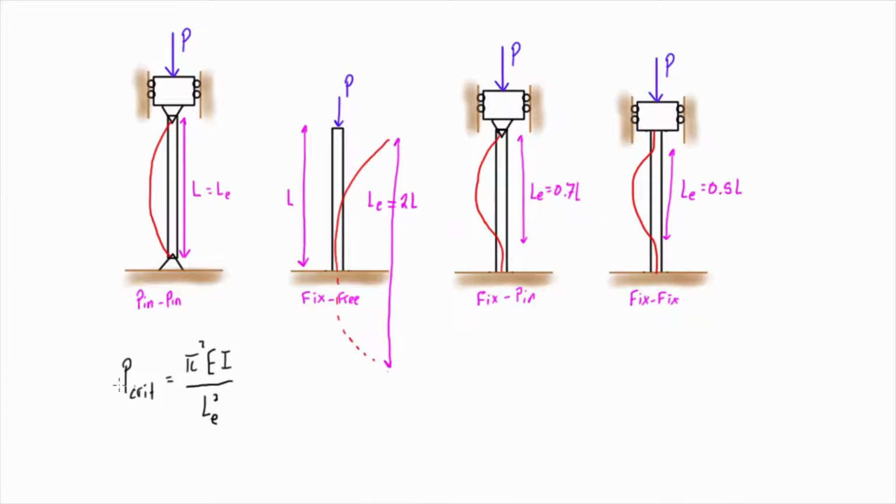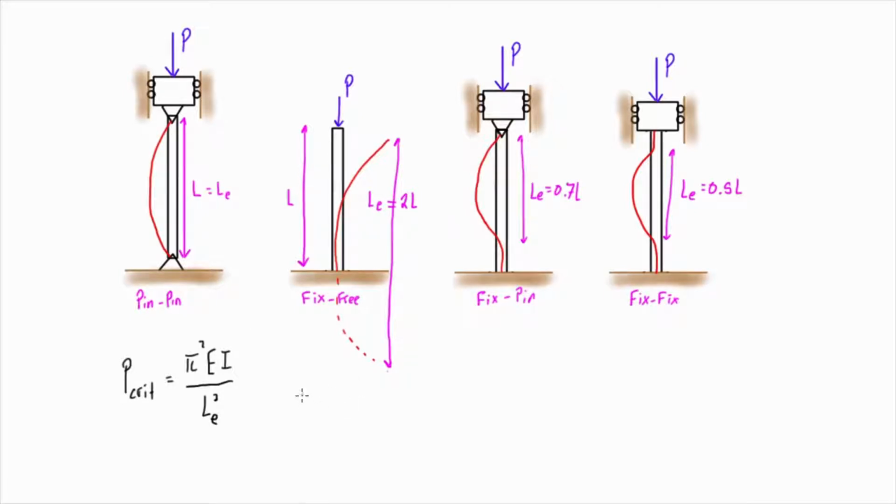So really the only modification that you have to add into this expression here is just making sure that you're using LE rather than just the length. And it's pretty simple. You just apply the factor, whether it's a factor of 1, 2, 0.7, or 0.5. And then pretty easily from there you can calculate the critical load for your column.